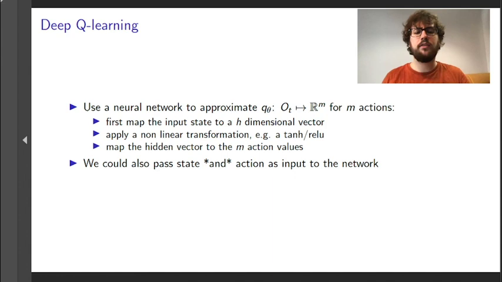And note that we have implicitly made a design choice here of the network taking a single state and outputting all action values, but this is not a strict requirement. We could also pass state and action both as inputs to the network, and then the network would return just the Q value for that action. But in general, it tends to be more computationally efficient if we can compute all Q values in a single pass, so this is a fairly common choice in practice.